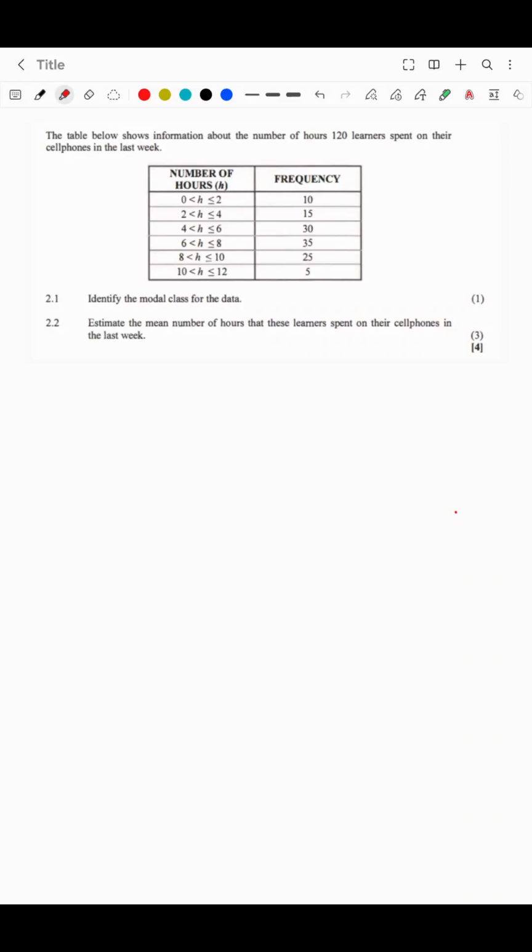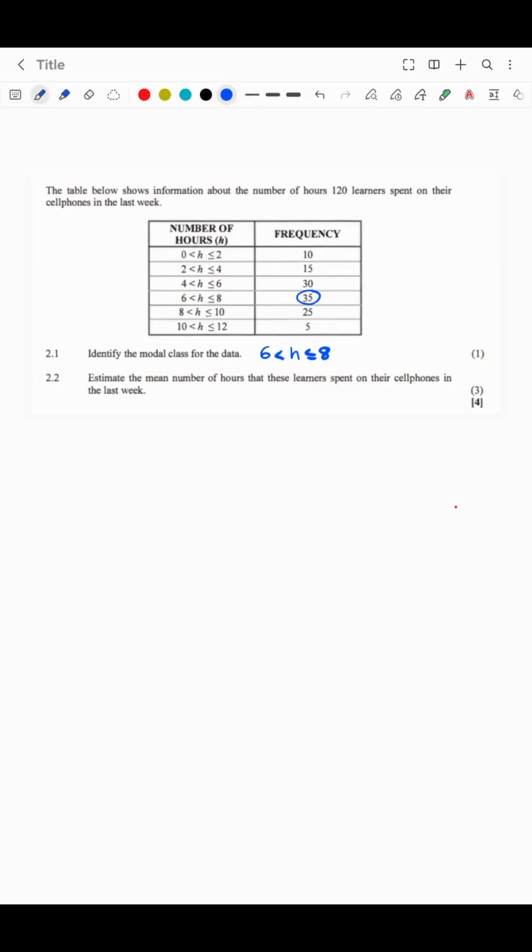So the modal class or modal interval is the class interval with the highest frequency. So we have to check the highest frequency here. The highest frequency is 35. So the class for 35 is when h is greater than 6, less or equal to 8. This is the modal class, the class with the highest frequency, which is 35.